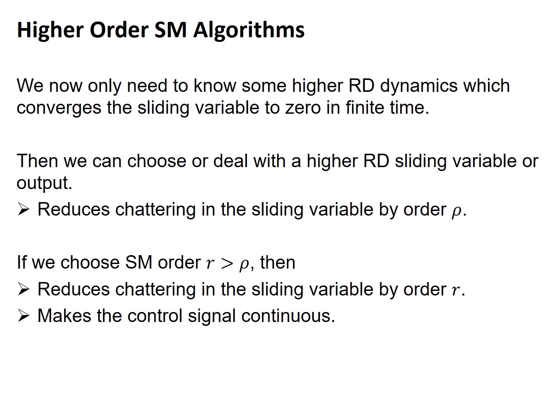So this is the concept of relative degree and higher order sliding mode, and how they benefit the design of sliding mode control. Two important things: higher relative degree of the output will cause less chattering, and sliding mode order more than the relative degree will cause the control action to become continuous. These two things.